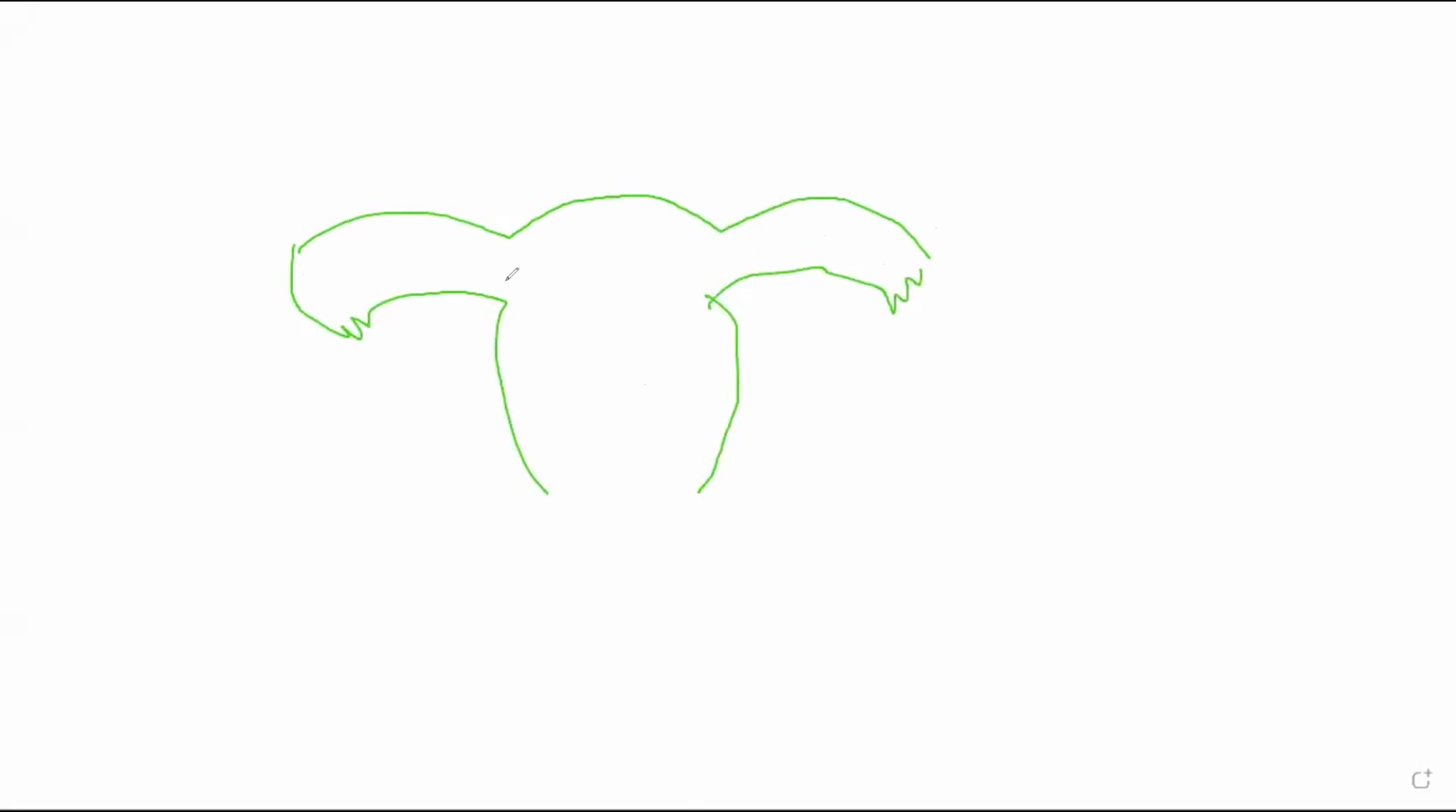Sorry, I got disconnected. I'm sharing my whiteboard with you again. So if I draw this diagram again for you, you have this region, and you have this part which is the fimbriae part. And then you have the uterus part over here, and then you again have a fimbriae part. So what I was explaining is that the ovary is located over here.